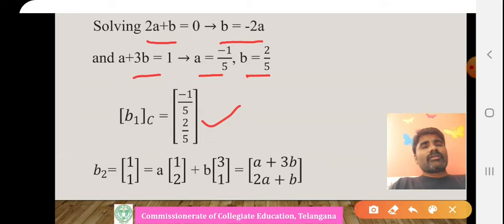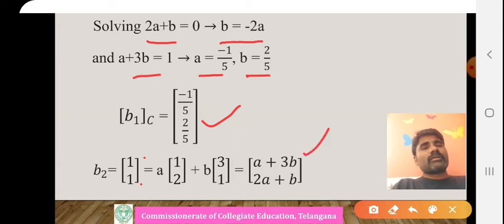And similarly, now we can find the coordinate vector of B2 with respect to the same basis C. That is, B2 is (1,1). It can be written as a linear combination of vectors in C, A into (1,2) plus B into (3,1), this is the same as the previous one.